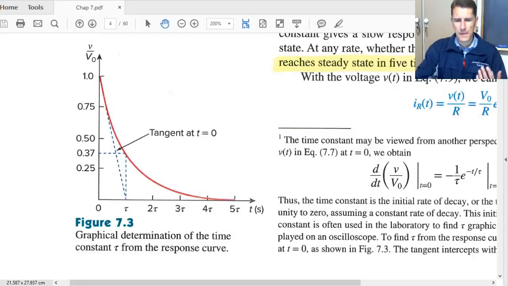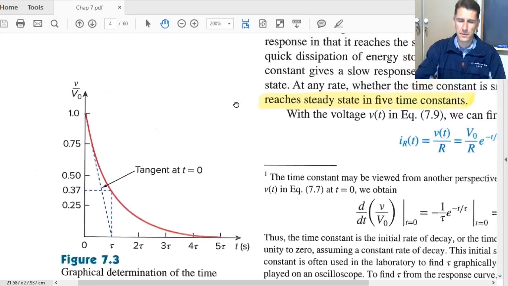That's the best way. The other way to do it is a tangent line that you see being drawn there, but it's usually very difficult to figure out where that tangent line is. So that's the worst way to do it. Okay. Then another nice way to do it is the 5-time constant method. Now, where does the 5-time constant method come in?